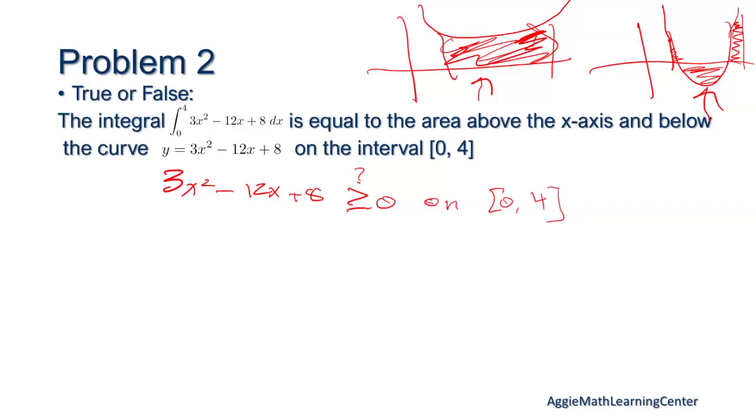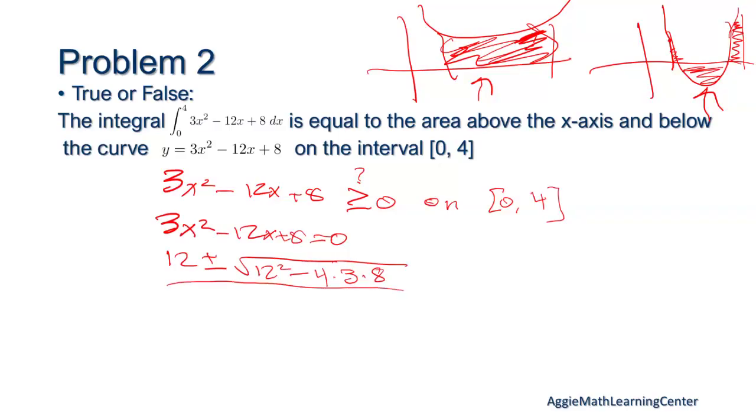So let's try and find zeros, because zeros are pretty easy. When does 3x squared minus 12x plus 8 equal 0? Well, that's the quadratic formula. So we get negative b plus or minus the square root of b squared minus 4ac, so times 3 times 8, all over 2a.